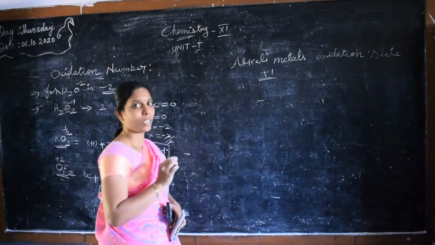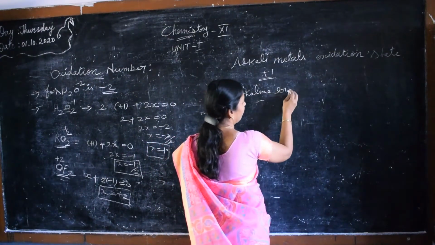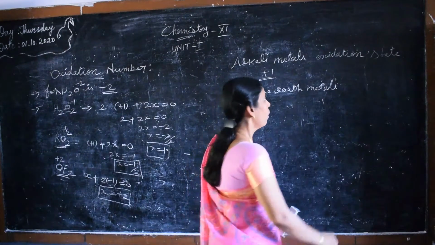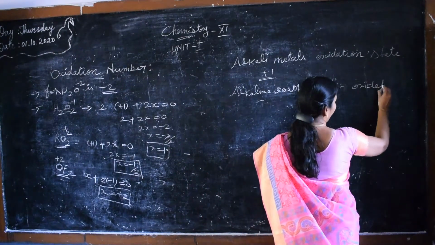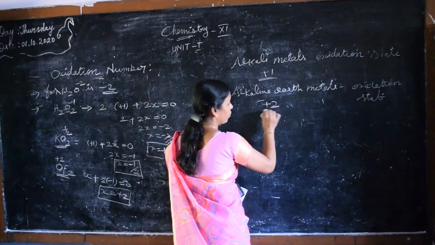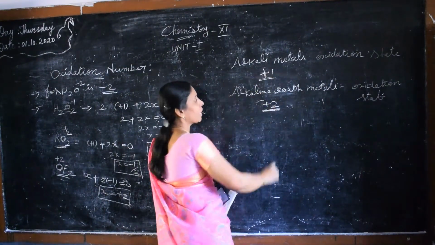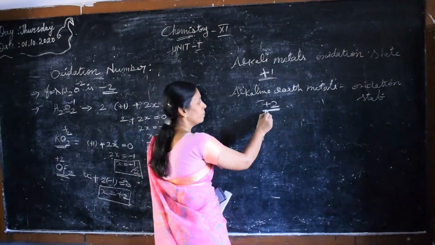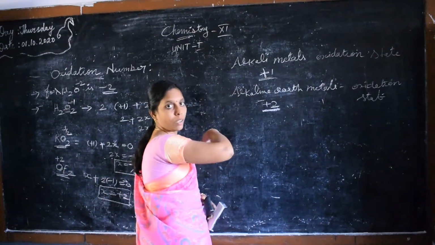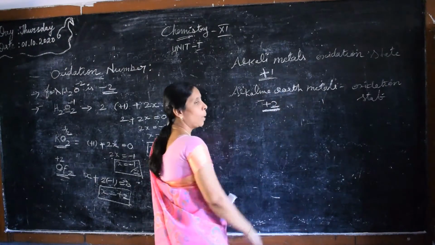Next, alkaline earth metals. For alkaline earth metals the oxidation state is plus 2. So alkali metals have oxidation state plus 1, and alkaline earth metals have oxidation state plus 2. Okay, sodium, potassium, rubidium, cesium, and others. Calcium, magnesium, and others. So alkali metals have oxidation state plus 1, and alkaline earth metals have oxidation state plus 2.